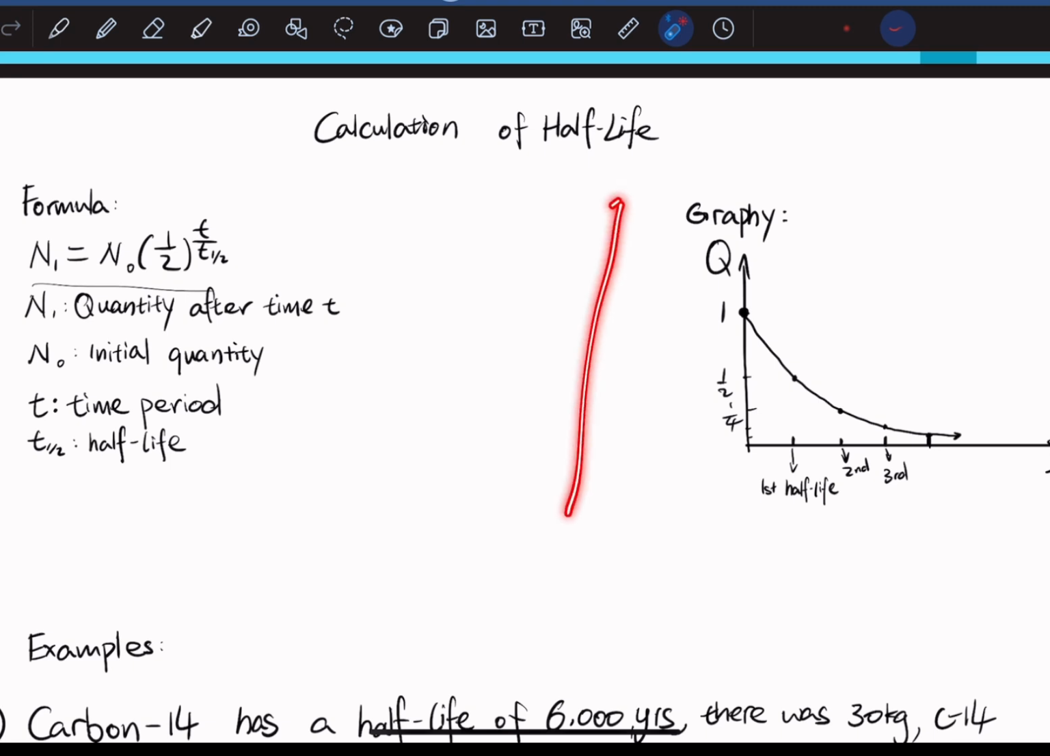Then we can see here's the graph. This is the first half-life. We can see the N1, which is the quantity after time t, is half of the initial quantity. And then this is a graph of exponential decay.